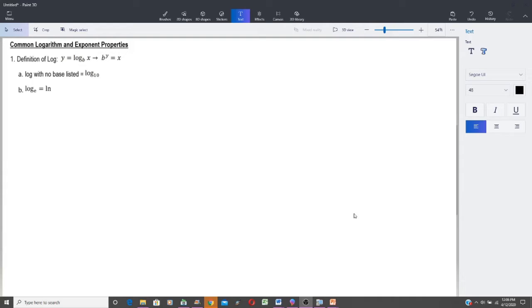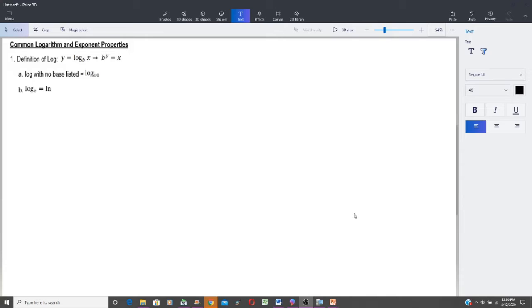As you can see on the screen here, the definition of log is y equals log base b of x. And the way that it goes is it turns into b to the power of y equals x. So even to solve a logarithm, you need an exponent to do it.